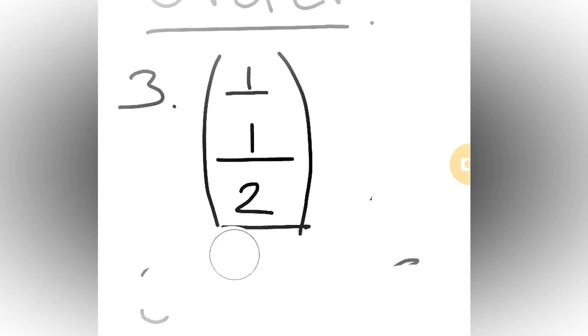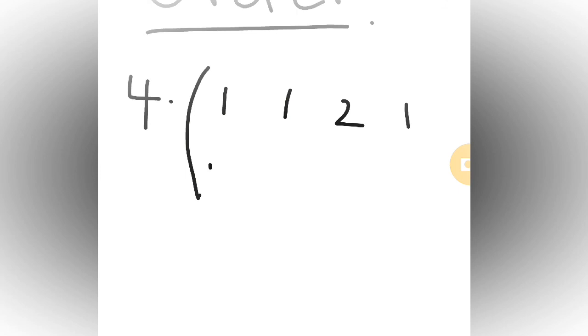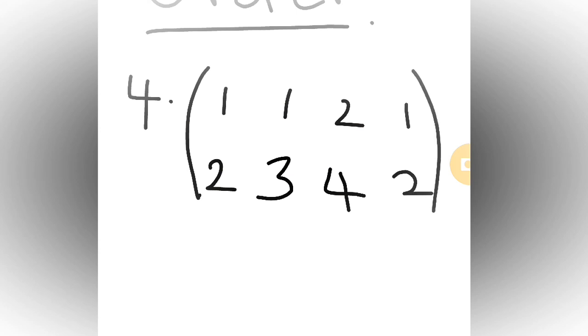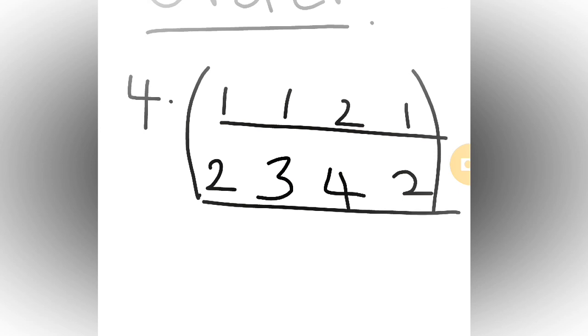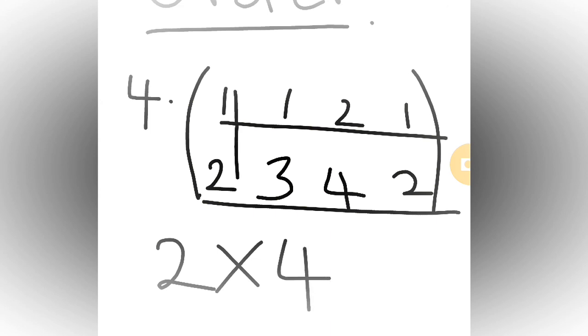Another example, that will be example number 4. You have 1, 1, 2, 1, 2, 3, 4, 2. What is the order of this matrix? This matrix is a 2 by 4 matrix because it has 2 horizontal lines, or 2 rows, and 4 vertical lines. The vertical lines are 1, 2, 3, 4. Remember, the vertical lines are called columns and the horizontal lines are called rows. So it has 2 rows and 4 columns, which is pronounced as a 2 by 4 matrix.